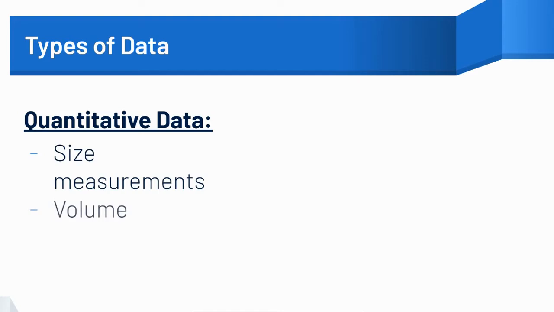Now when we take a look at types of data that you could collect in either of these processes, you're going to have two main types. One of those types is going to be quantitative data. Quantitative data is going to be data that's measured using some sort of an instrument, such as a graduated cylinder, beaker, or thermometer. This could be something like size measurements, volume measurements, or temperature of a substance.